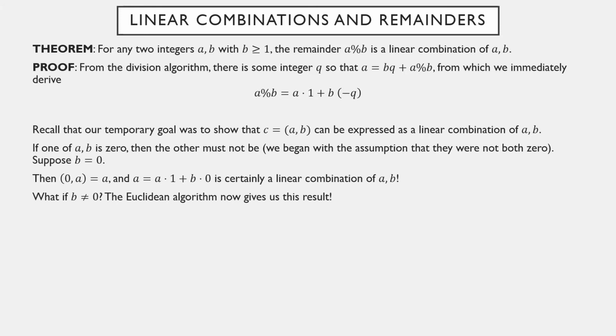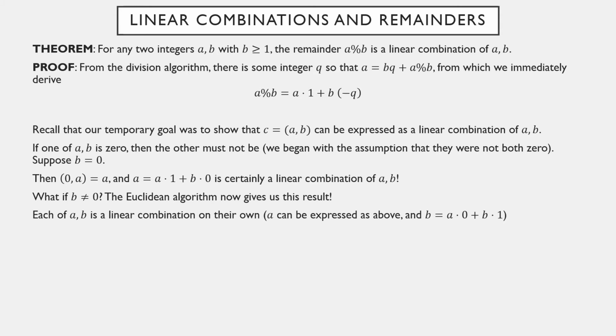Well, now the Euclidean algorithm comes in. So each of A and B is a linear combination of A and B. We've already seen that A can be written as A times 1 plus B times 0, but B can be written as A times 0 plus B times 1. In other words, A belongs to the set of AX plus BY, and B belongs to the set of AX plus BY. Any linear combination of things in that set also belongs to that set, and any remainder computations will be linear combinations and therefore belong to the set.